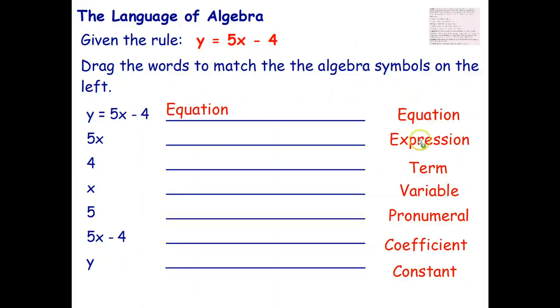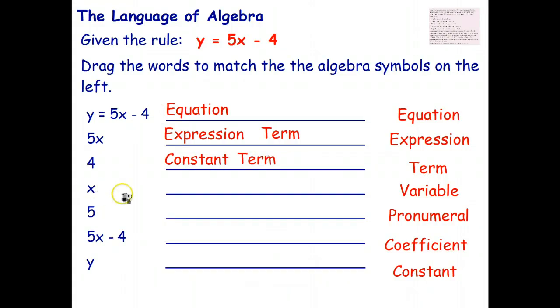The 5x in that equation there is an expression. It's also a term because we're adding and subtracting, so that's a term. It's not a variable because it has the 5 in it. It's not a coefficient because it's got the letter in it. And it's not a constant because it's got the variable x, which can change. 4, the best name for that is a constant, but because it's added and subtracted, that's also a term.